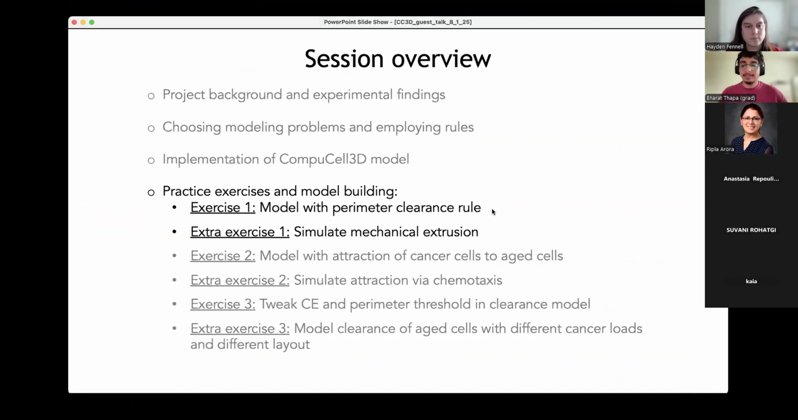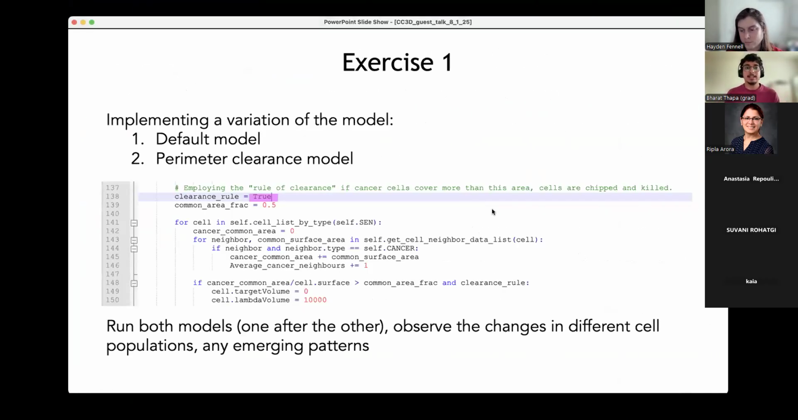Okay, while that is running, let's move on to the first exercise. I want you guys to download the first folder which I talked about, and play the first model, which is the default model, without doing any changes to it. And then the next thing I want you guys to do is to go to the main Python file, which has all the description, and change the clearance rule from false to true, which is shown here, and then play the simulation again.